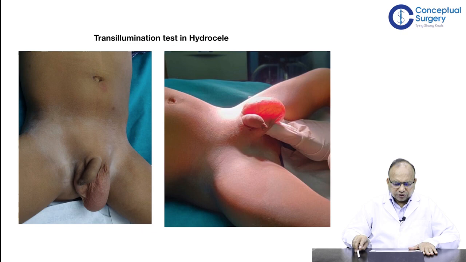Now this illustration is just to illustrate. So this is a scrotal swelling, and this is transillumination. For transillumination, you should dim the lights of the room, and that is when you will be able to clearly see a brilliantly transilluminant swelling. Hydrocele is called a brilliantly transilluminant swelling.